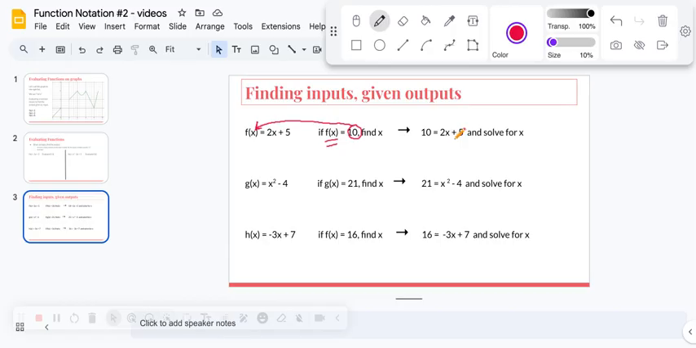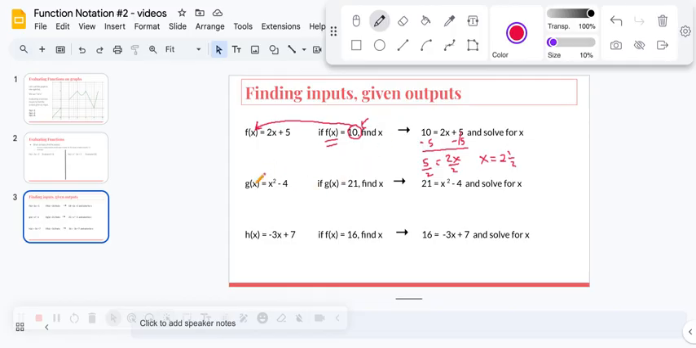Let's solve it. Everyone knows. Subtracting 5 from both sides, I get 2x is equal to 5. I'm going to divide by 2, and x is equal to 2.5. 5 over 2 is 2.5. So if you went to a graph and you inputted 2.5, if that's your input, the output would be 10. And we're doing this just algebraically.